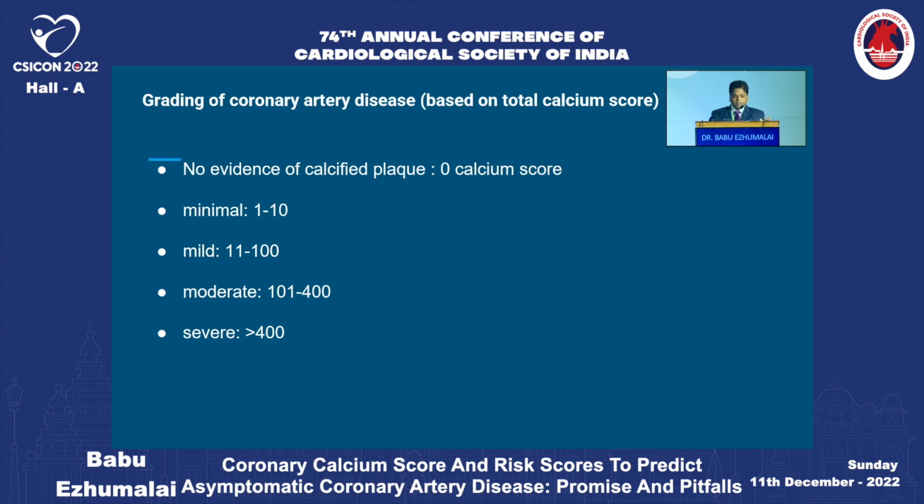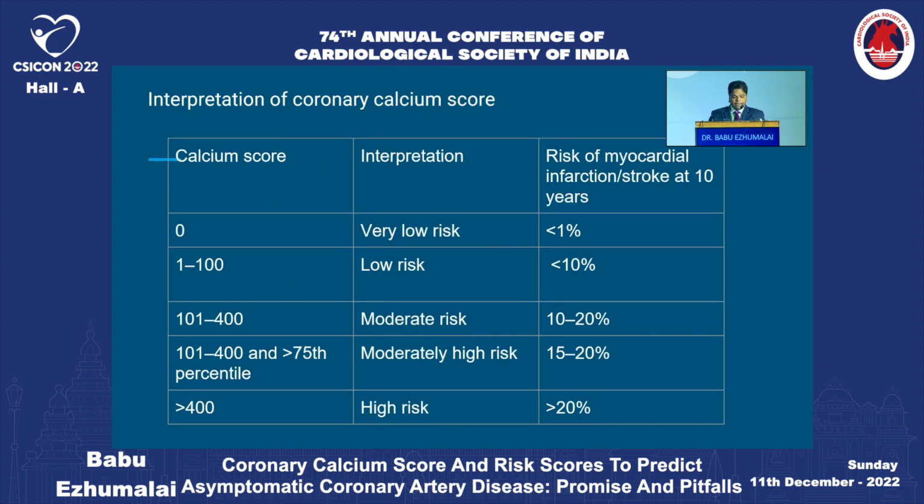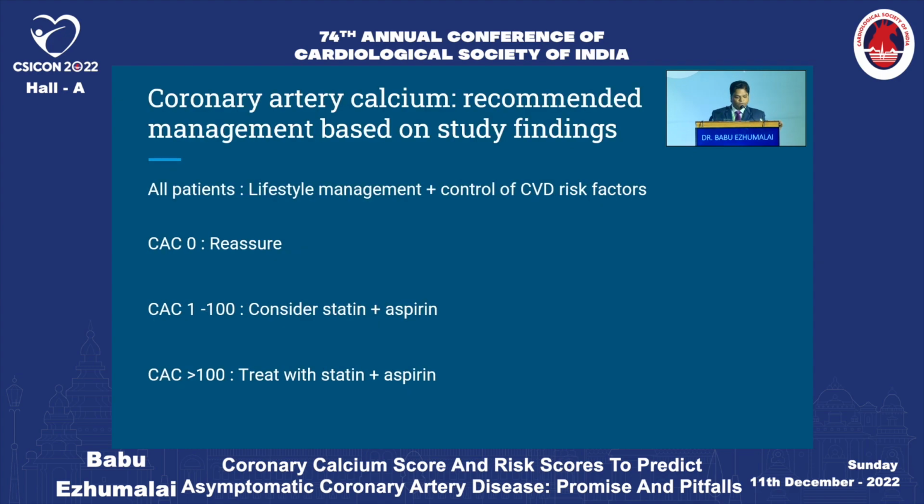Based on this, we have a score of 0, which is no evidence of calcium plaque, 1 to 10 minimal, 11 to 100 mild, 101 to 400 moderate, and more than 400 severe. In terms of interpretation, 0 is always happy to have. It's very low risk, where the risk of myocardial infarction is less than 1%. 1 to 100 is considered low risk, with a risk of MI less than 10%. After that, it's 10 to 20% or more than 20% when the score is more than 400.